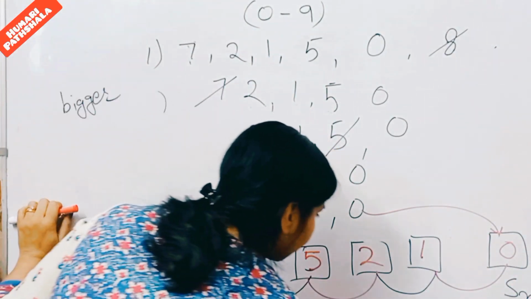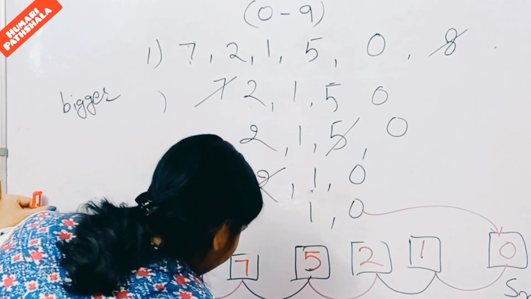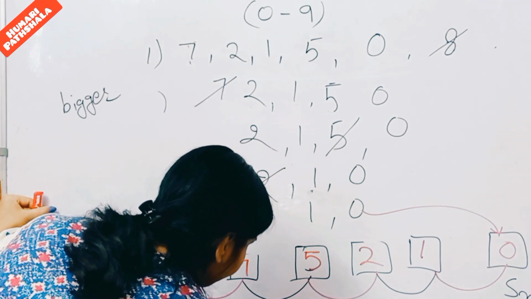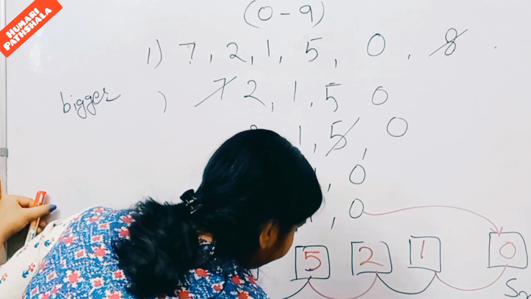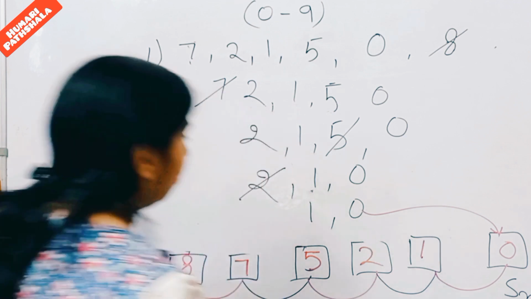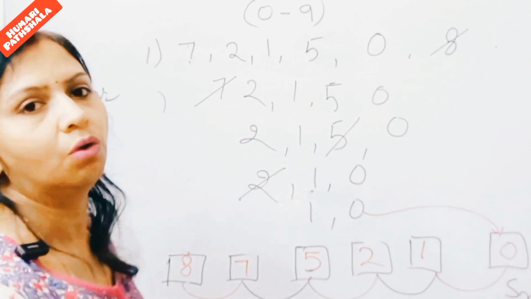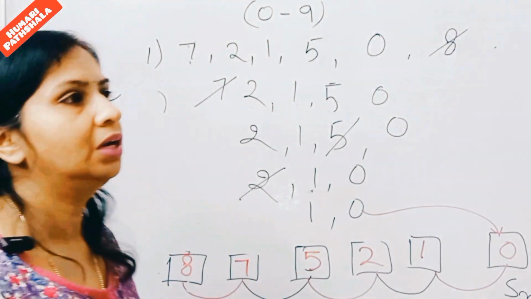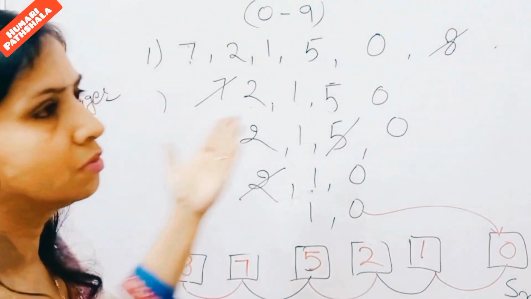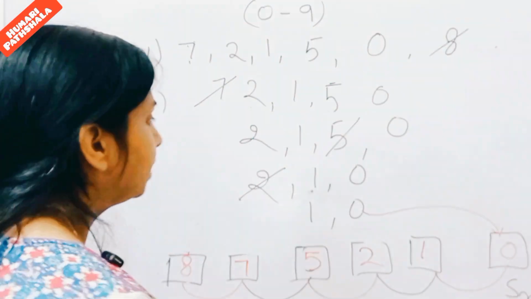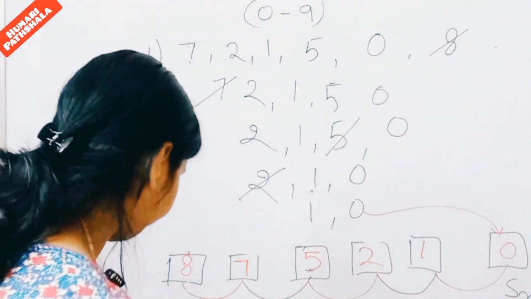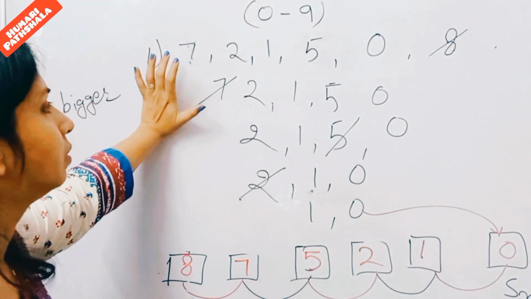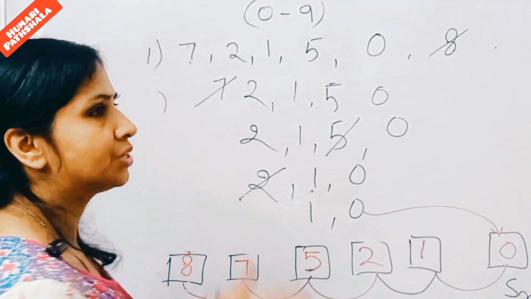So this group of numbers is arranged in descending order. We have arranged all these numbers in descending order. Always remember, descending order means bigger to smaller numbers. At the end we get all the numbers arranged in descending order.